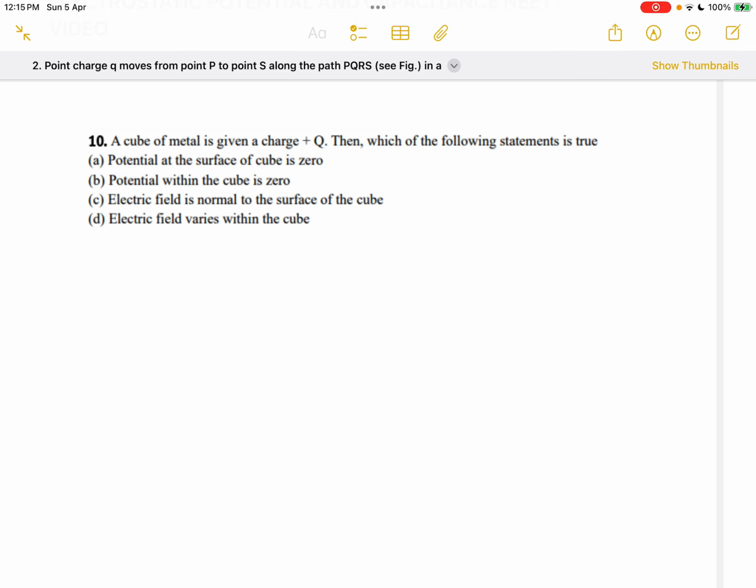Electric field is normal to the surface of the cube. Absolutely true. If you have any conductor, the electric field will always make an angle of 90 degrees with it. So that's the correct answer. Electric field varies within the cube. That's not true, because it's a metal cube. Electric field inside the metal is 0. Option C is the correct answer.